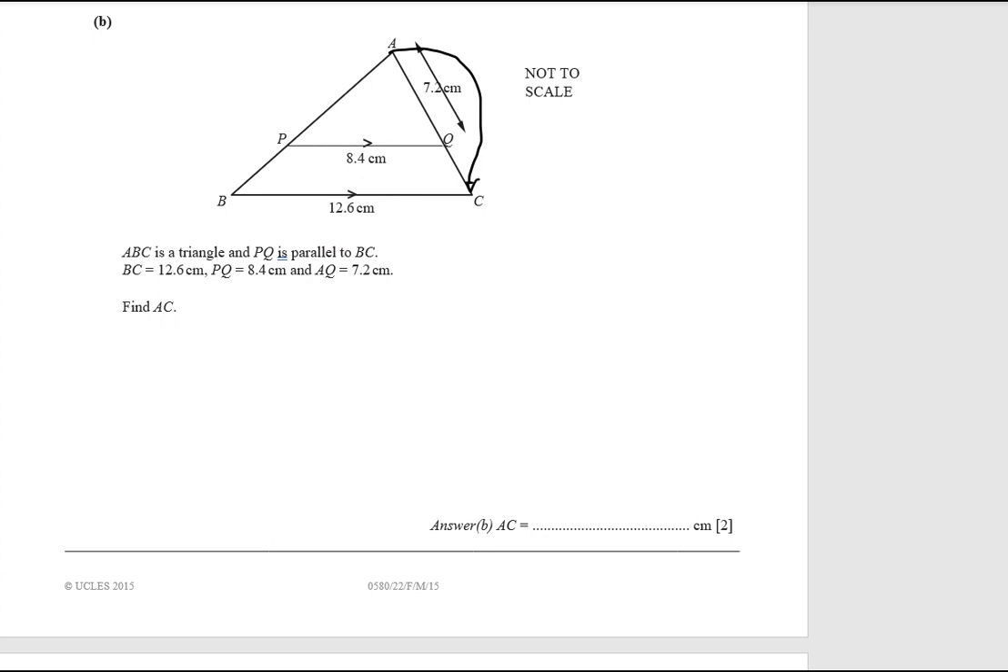Because these two lines are parallel and in one triangle, let us write the equation: AC divided by the total triangle, the big one, BAC. AC divided by the second triangle, which is BAQ. So AC divided by AQ.